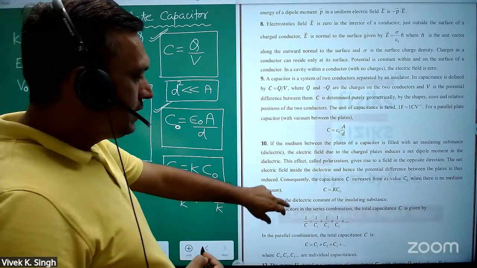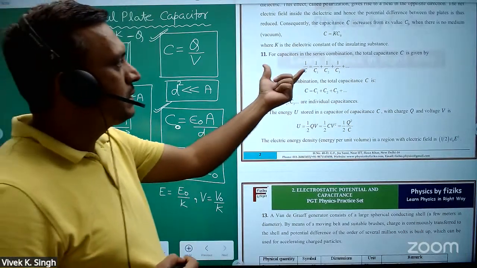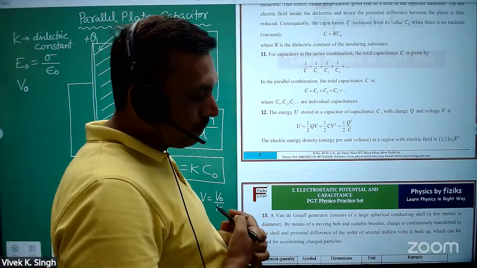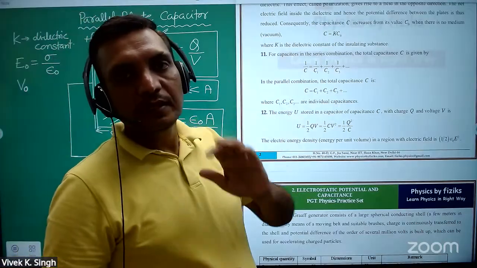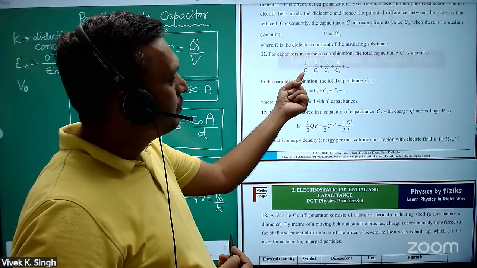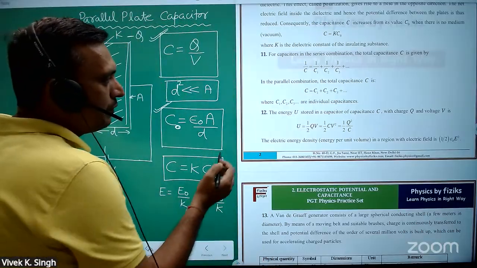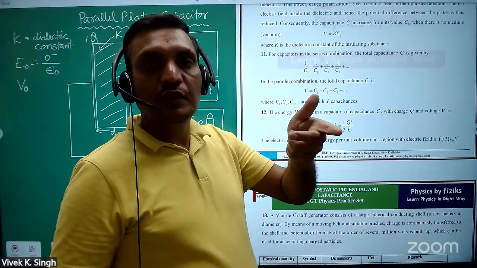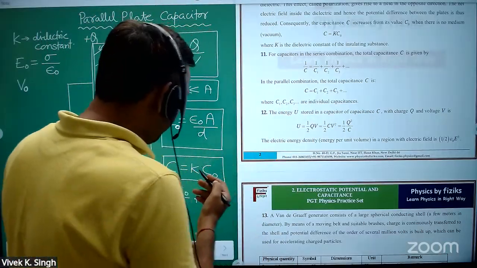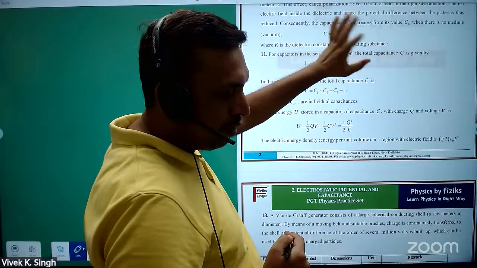Then you have series and parallel combinations. When capacitors are in series combination, the charge on each plate will be the same. In that case, the equivalent capacitance is 1 by C equals 1 by C1 plus 1 by C2, and so on if there are n capacitors. If they are in parallel, voltages will be the same. When capacitors are connected in parallel, voltages will be the same, and when they are connected in series, the charge will be the same on each capacitor.